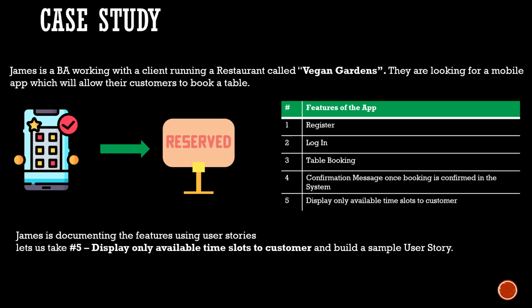So James is documenting these features using user stories. Let's take feature number 5, that is to display the available time slots to the customers, and build a sample user story using the 3 components which we just discussed. So let's start to look at a user story example for the feature of showing the time slots to the customer only when a table is available. So let's build out the 3 components which we just spoke of.